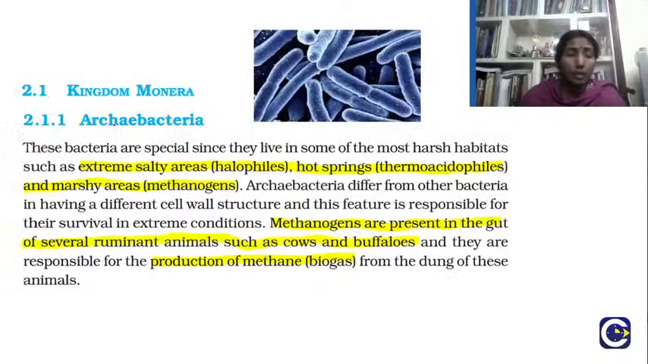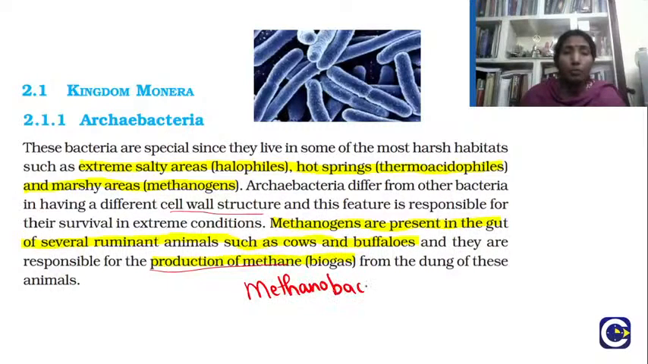So coming to Archaebacteria, these bacteria are special since they live in some of the most harsh habitats, like extreme salty areas, the halophiles, hot springs, the thermoacidophiles, and marshy areas, the methanogens. Archaebacteria differ from other bacteria just by the cell wall structure, and this feature is responsible for their survival in extreme conditions. The methanogens, which I told you are present in several ruminant animals like cows and buffaloes, are responsible for production of methane gas, particularly Methanobacterium.